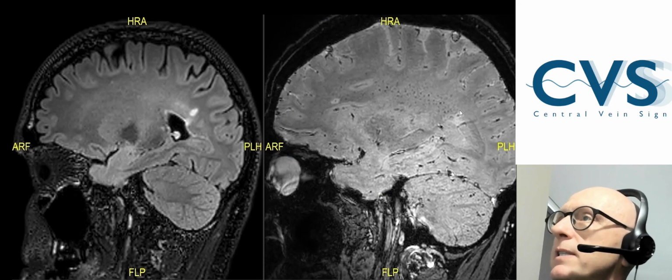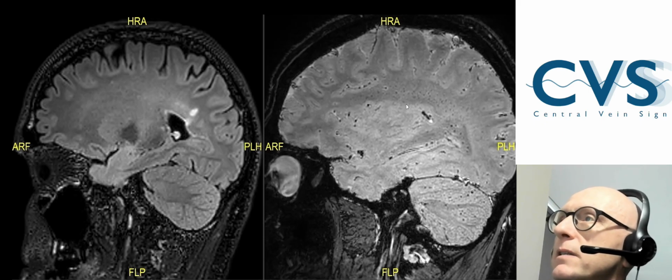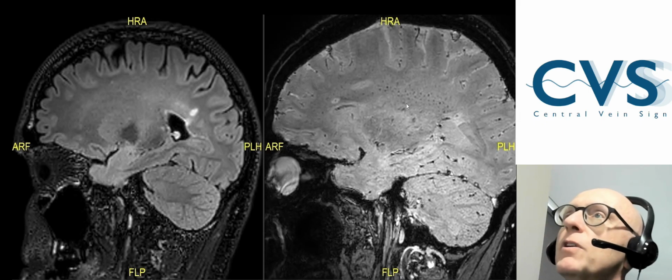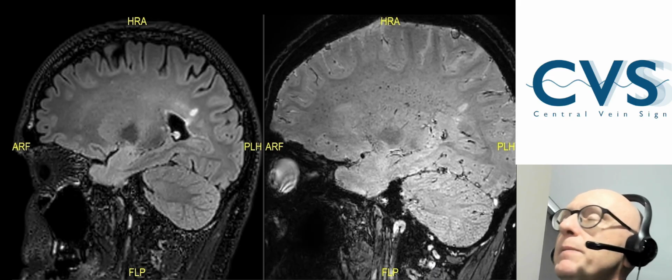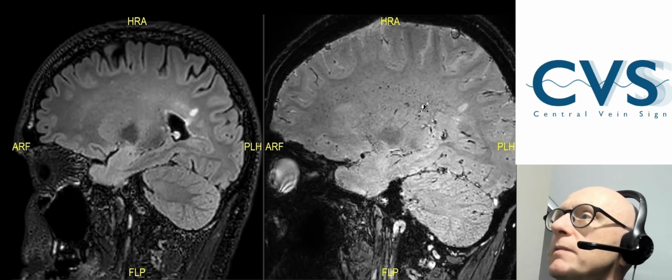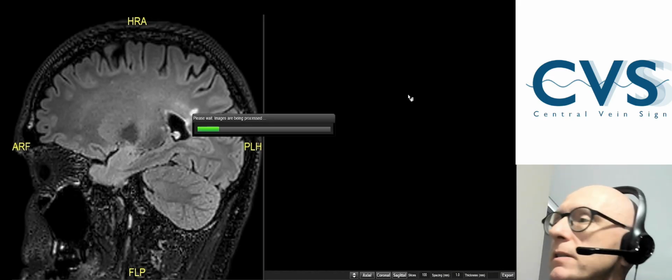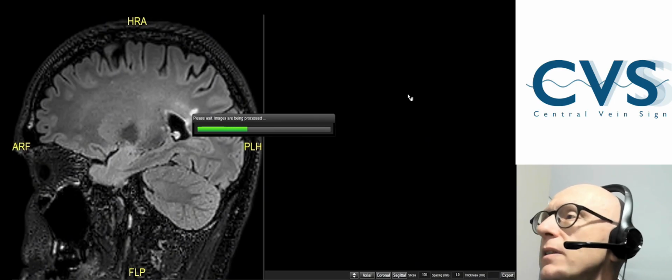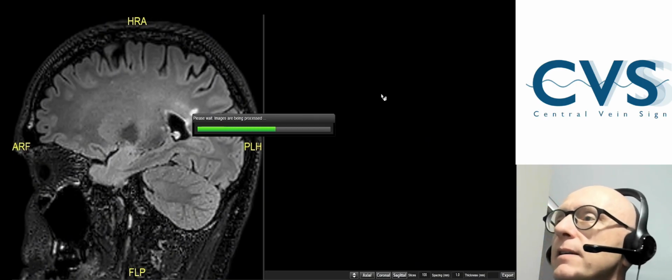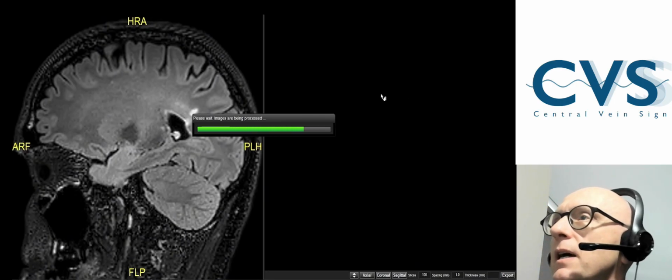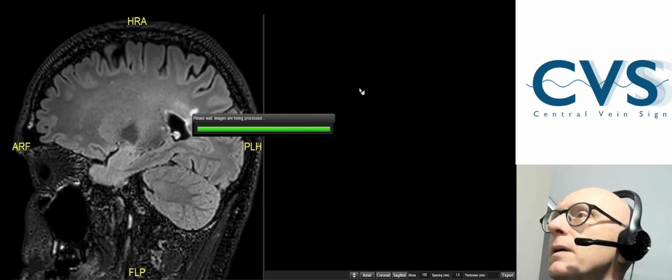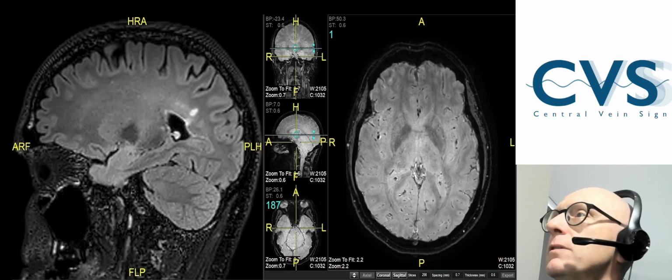And one of the nice things about this sequence is because it's a high-resolution volumetric acquisition, we can flip it into different planes. So I'm just reformatting it now into the other planes. I think it's going to come up as an axial sequence. Let's just zoom in a little bit here.